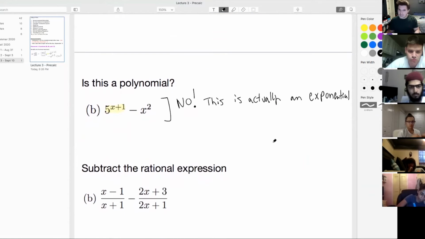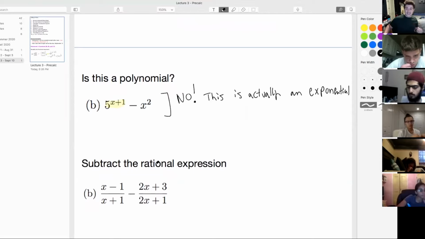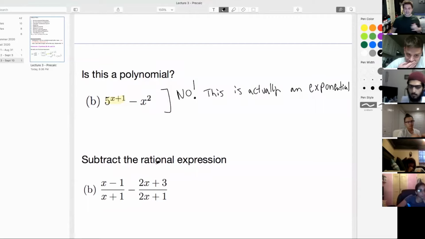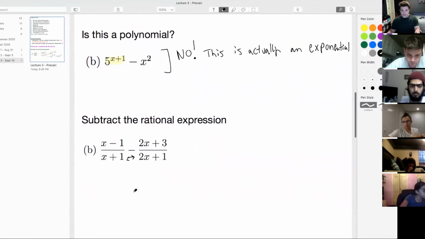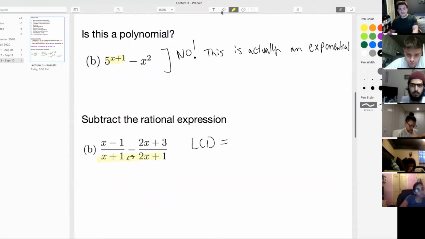Last one, so this one, a lot of people didn't even attempt it, which was a little upsetting. So to subtract rational expressions or add them, it's just like adding and subtracting fractions, okay? You need to find the least common denominator and then subtract straight across, okay? So usually you can just multiply the two denominators together to get your common denominator, okay? So basically the LCD here is just the product of these two guys. So the LCD is x plus 1 multiplied by 2x plus 1, okay?